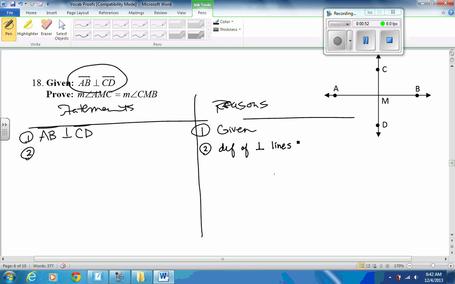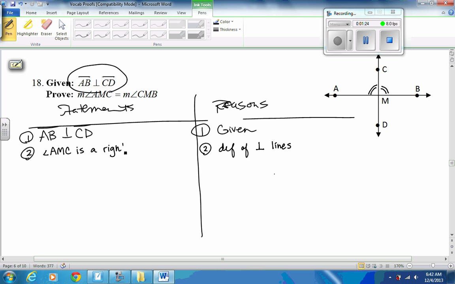So we can say that any one of those angles is a right angle, including, now we're going to think a little bit ahead. I mean, we could say all 4 if we wanted to, but I want to show the measure of angle AMC, so A to M to C, equal to the measure of C to M to B. I want to show those two are the same measure. So I might focus in on those two and say those are right angles. I know by definition of perpendicular lines that angle AMC is a right angle.